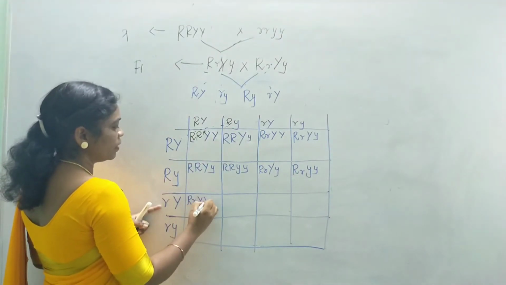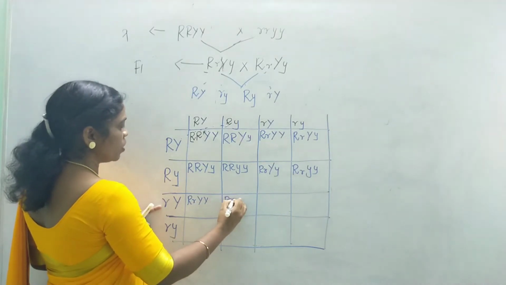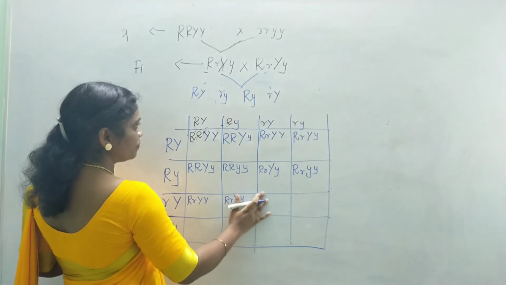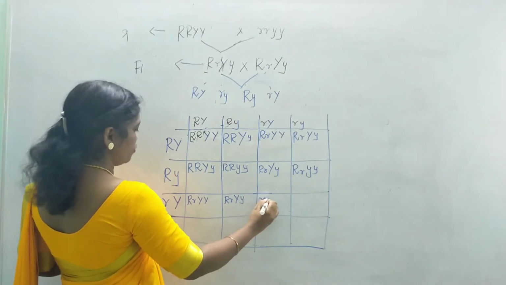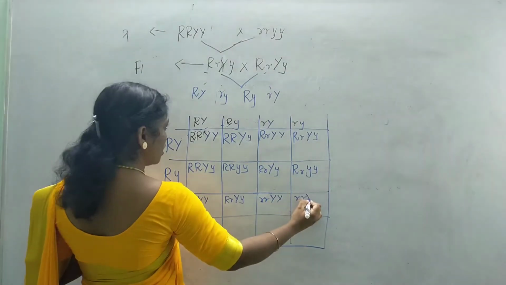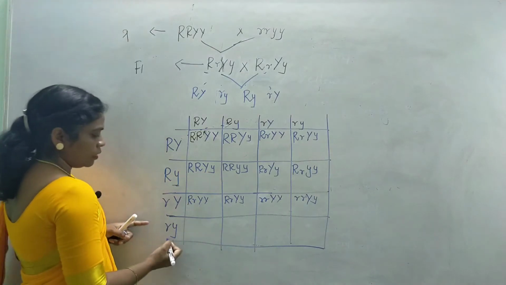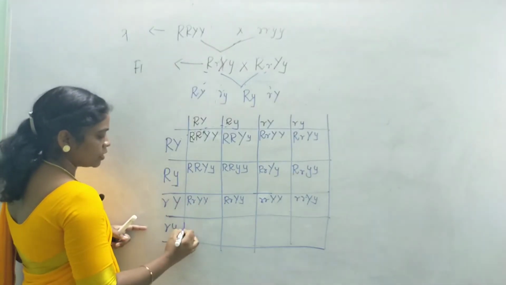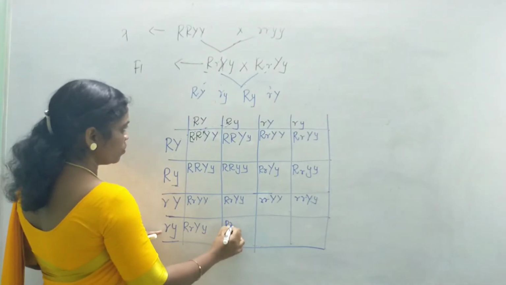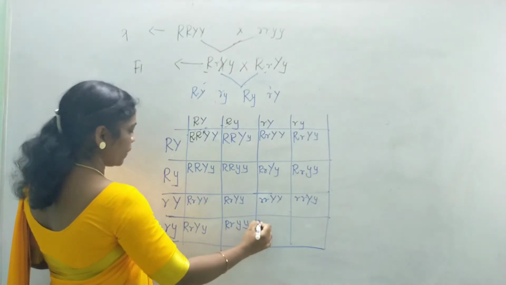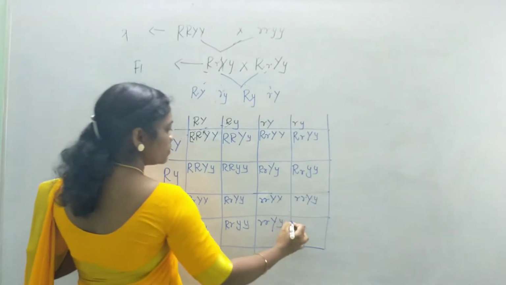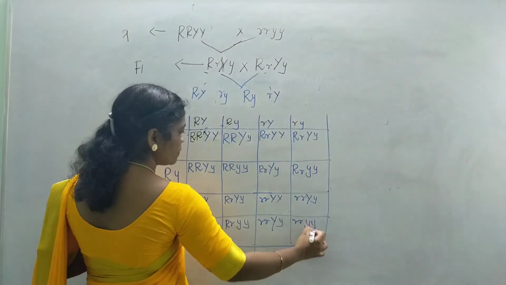Capital R, small r, capital Y. Again capital R, small r, capital Y, small y. Again capital R, small r, capital Y. Here small r, capital Y, small y. The fourth one, again you cross: capital R, small r, capital Y, small y. Again here capital R, small y, small y. Again capital R, capital Y, small y. And here small r, small y, small y.